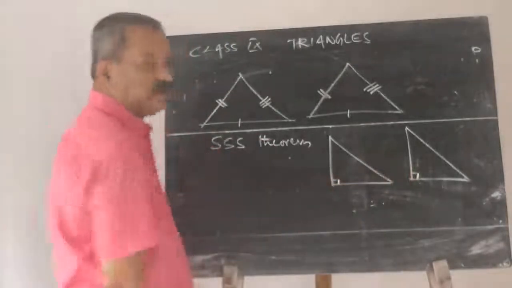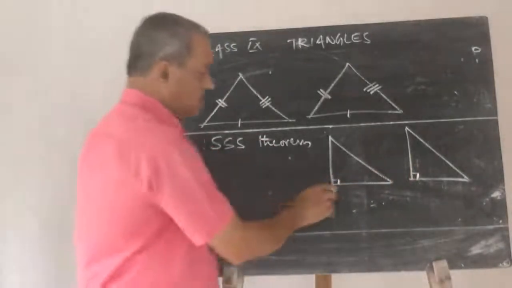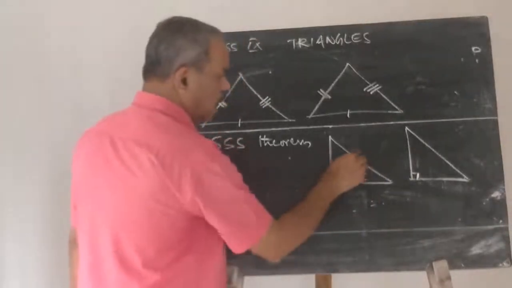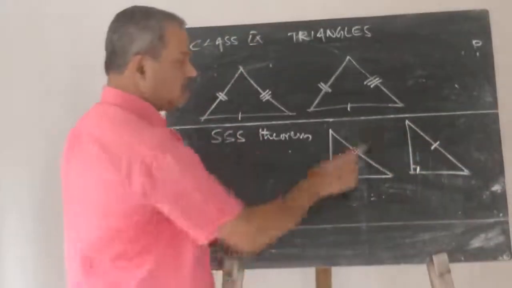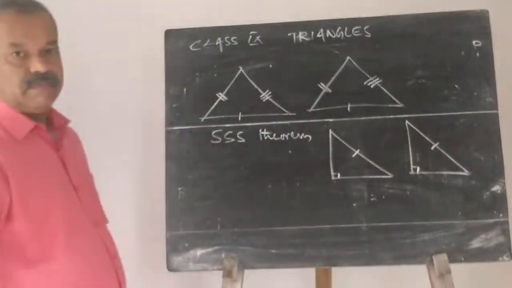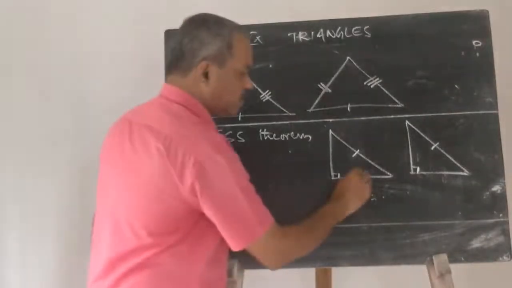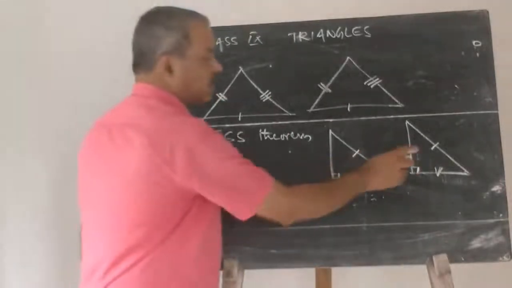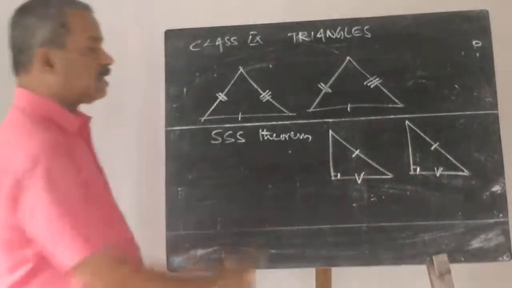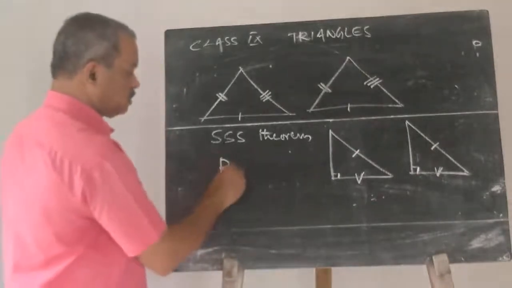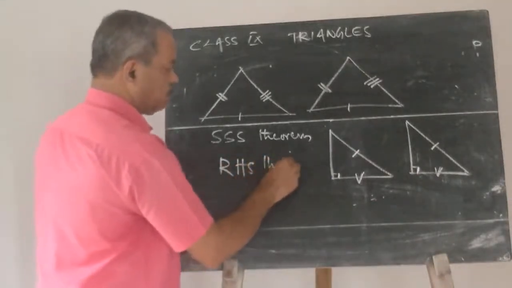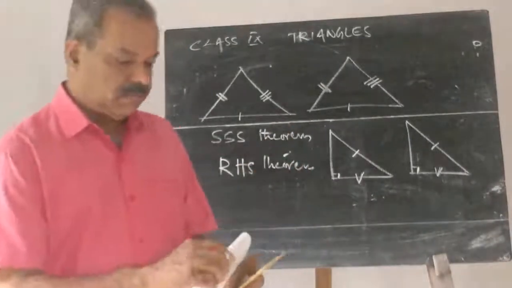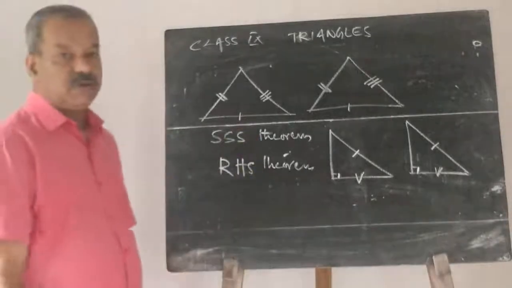In right triangles, one condition is there: one angle is 90, a right angle. If the hypotenuse of two right triangles are equal, and one side, hypotenuse and any one side of two right triangles are congruent, then the triangles are congruent. This result is known as the RHS theorem. So what are the four different conditions for two triangles to be congruent?